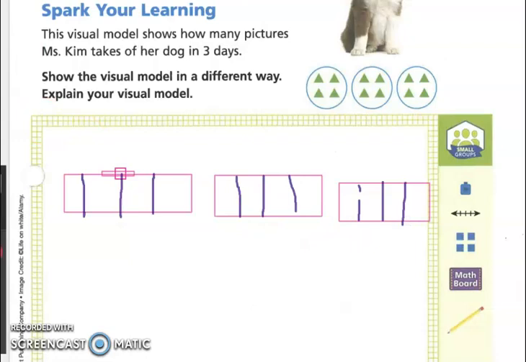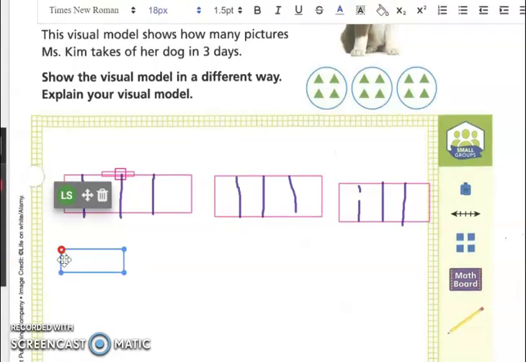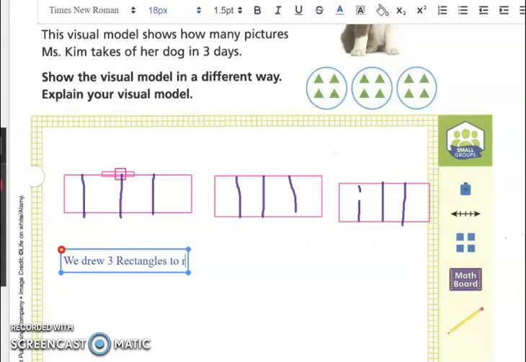Okay, so we drew our model. Now it says, explain your visual model. What did we use? We drew what? We drew 3 rectangles to represent the 3 days.